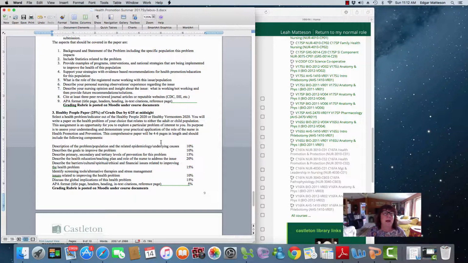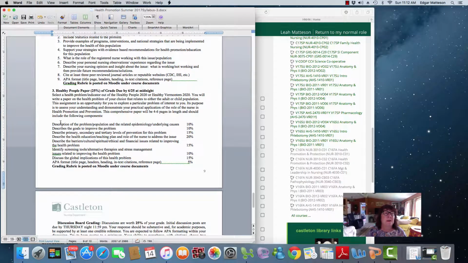And so this is the rubric, okay? So you're going to read through this, and again, I would encourage you to take this right here and use it as an outline for your paper. You're going to do a description of the problem population, the epidemiology, the underlying causes, goals to improve it, and describe the primary, secondary, and tertiary level of prevention.